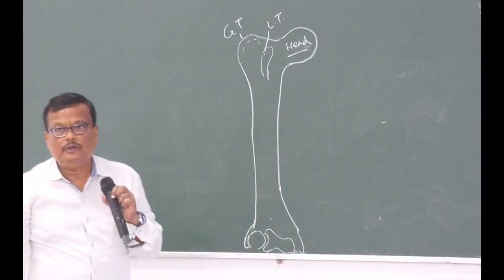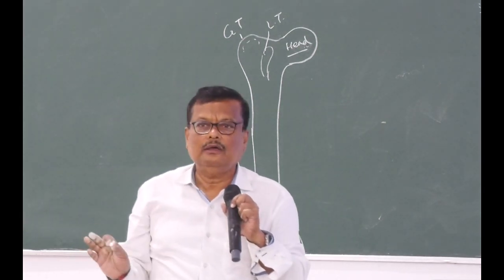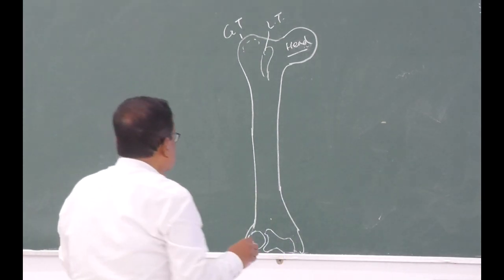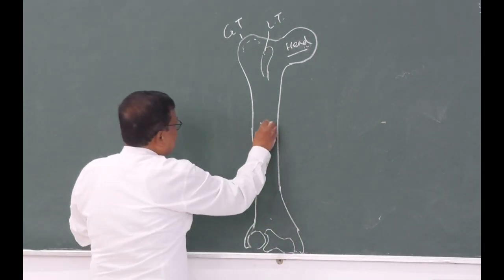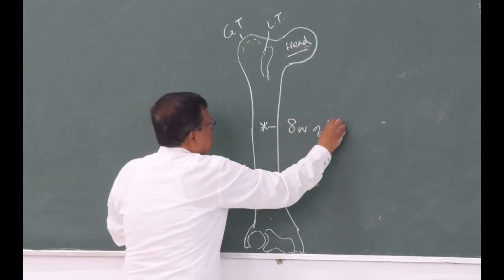Humerus. It is a cartilaginous ossification. No problem. So, a primary center of ossification appears before birth at about the 8th week of intrauterine life.